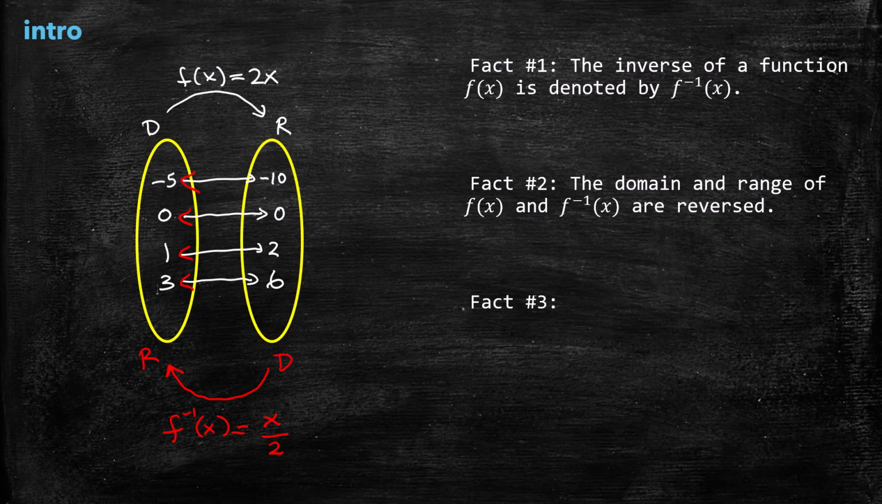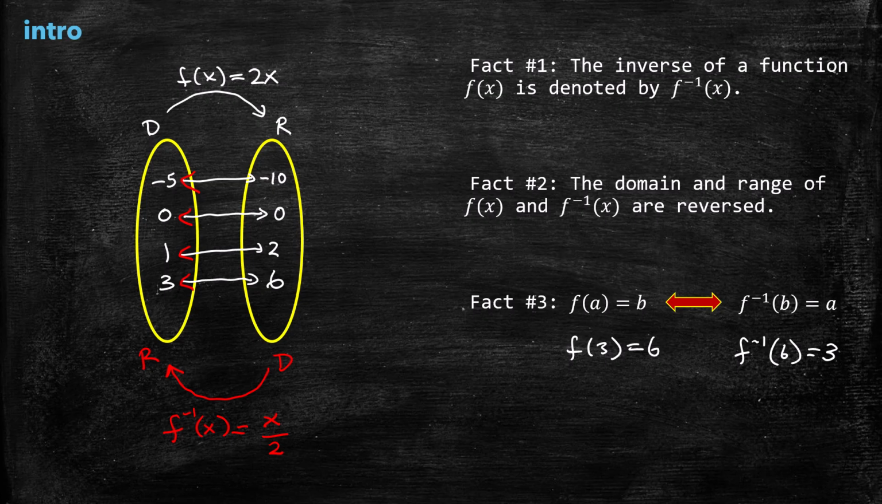And here's another important fact. It seems obvious, but it's essential understanding: if we have f of a equals b, so for example, f of 3 equals 6 for our function, then it follows that the inverse function applied to that output of 6 must get you back to the original.